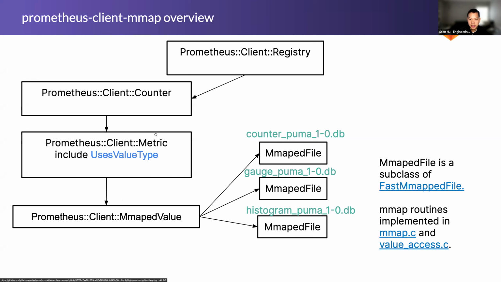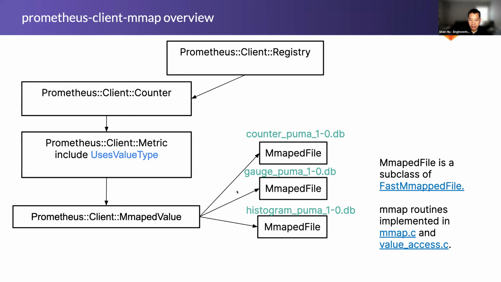So if you look at any Puma worker today, you might see it has open files to something like counter_puma, gauge_puma. And these are just 3 different memory map files, one per metric type. And so each process should have a different file name. So in this case, puma 1, there might be puma 2, 3, 4, and so forth.